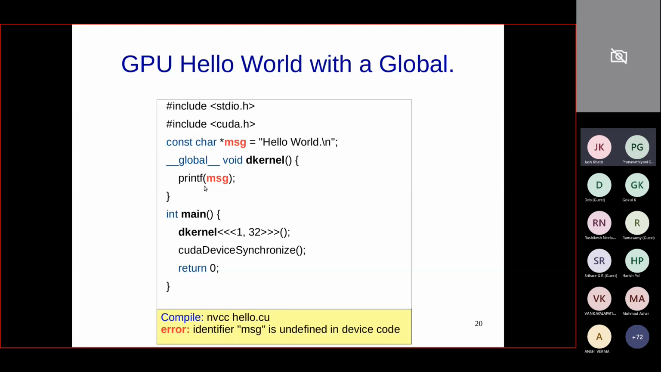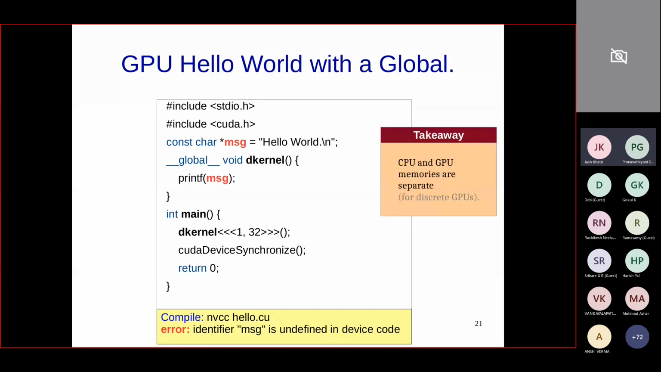Here we are lucky that the compiler itself is giving us the error message that MSG is undefined in the device code. Why? Because MSG is something which is declared on CPU, and this is the GPU kernel. This is not something related to CPU. So it doesn't know what MSG is. And hence there is a compilation error saying that identifier MSG is undefined in device code. The key point to note here is that CPU and GPU memories are separate, and hence this is giving this error.